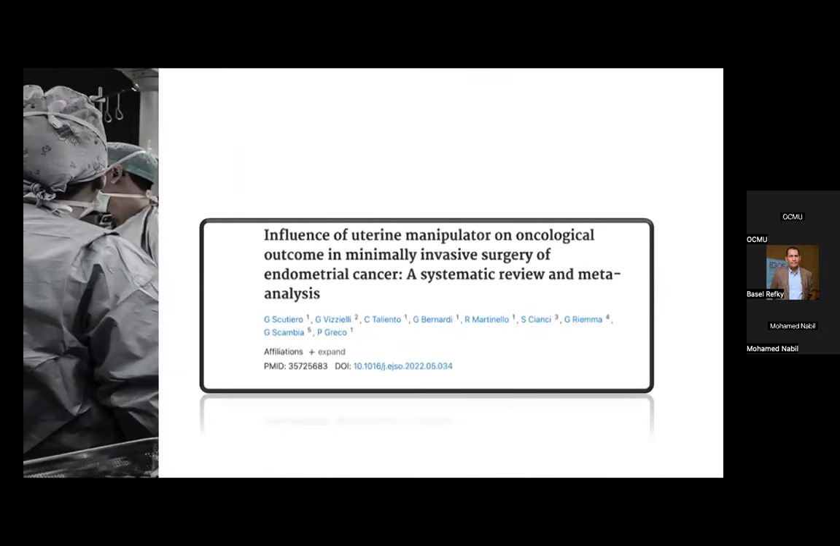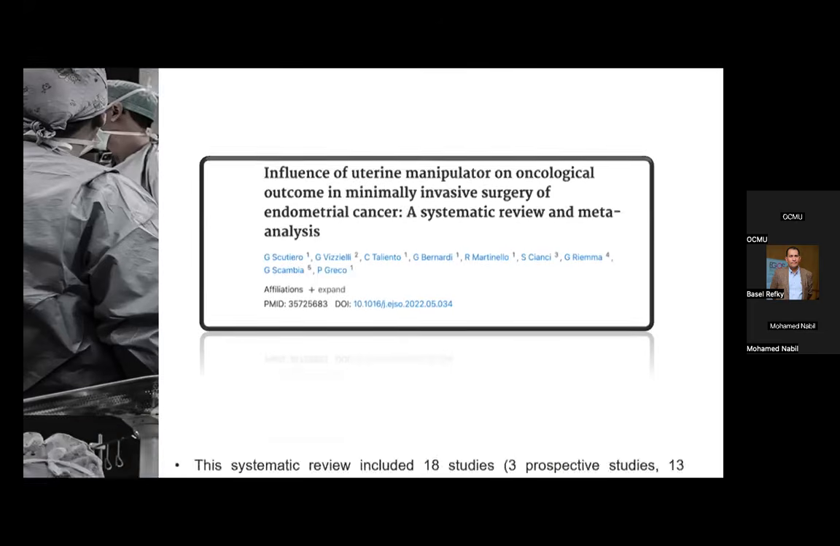So the Gemelli group also published a large systematic review, I think about 1 or 2 years ago, about the influence of the uterine manipulator, after the Spanish group published data in 2020.